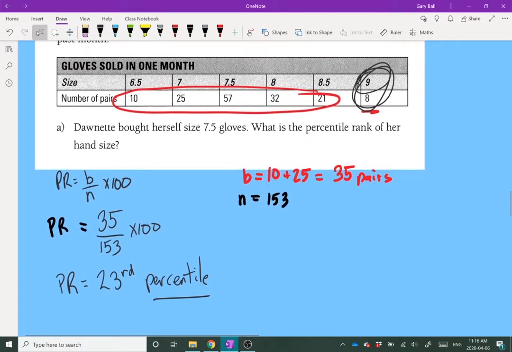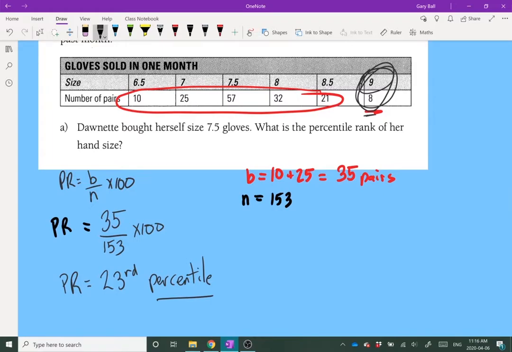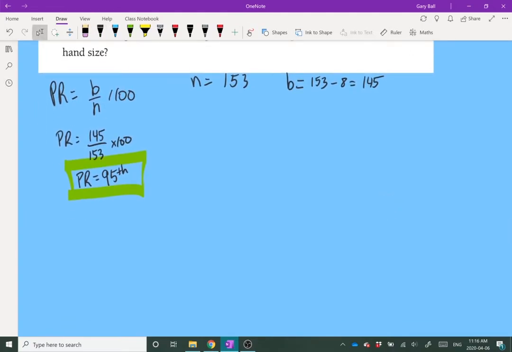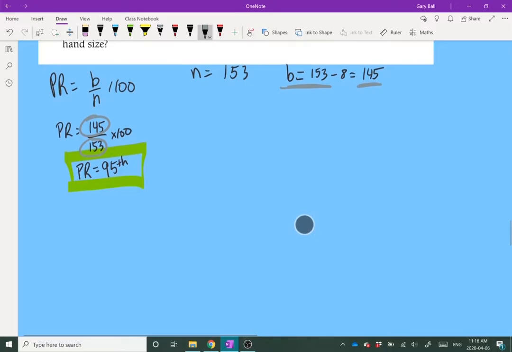Our formula doesn't take into account the number that are the same. Our B is only how many are below, and only 145 were below. Our total number is 153. This numerator over here is always going to be smaller than that number down below.